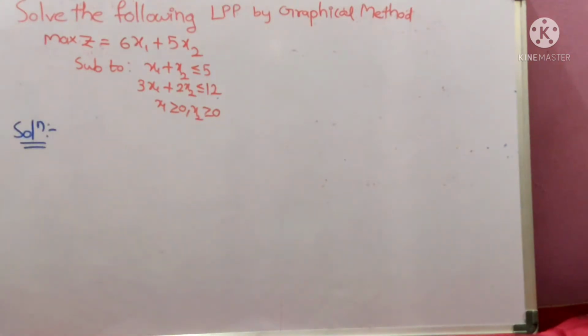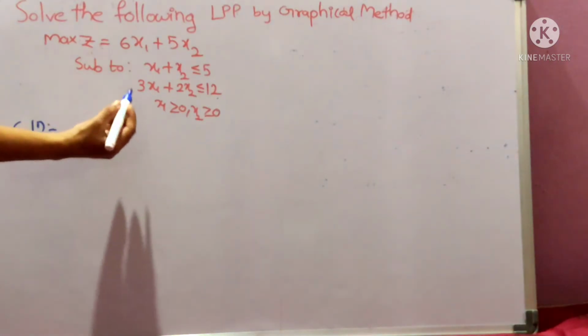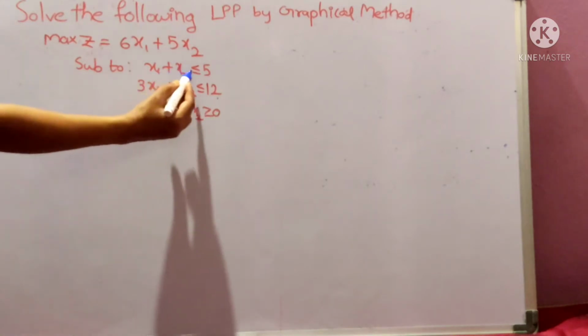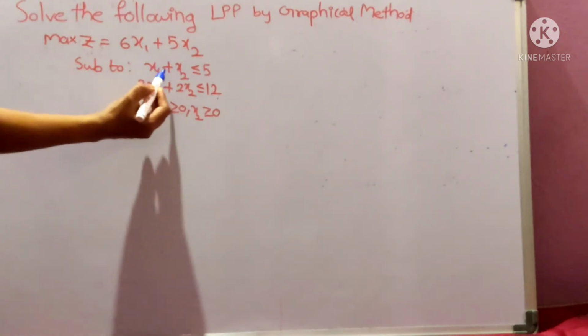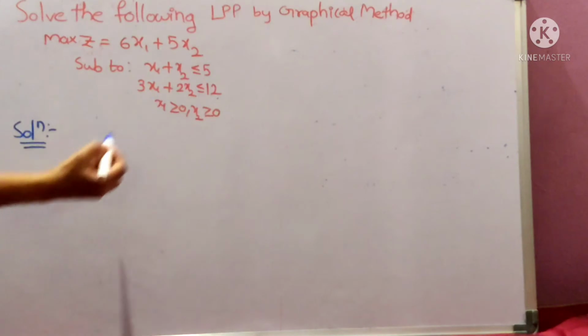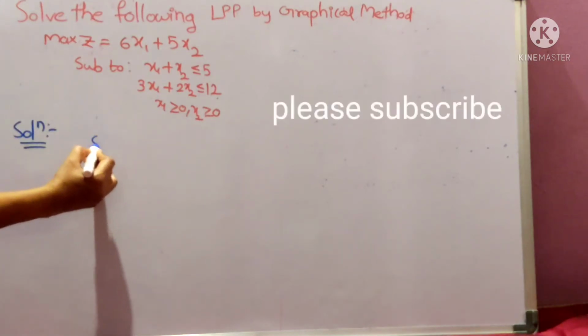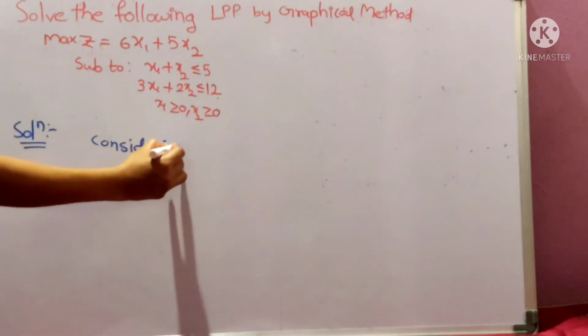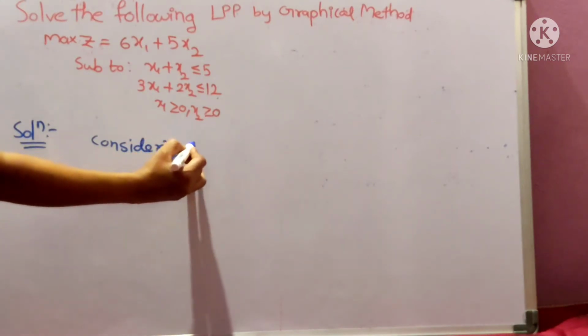First, max z is called the objective function. Subjected to x1 plus x2 less than or equal to 5 and 3x1 plus 2x2 less than or equal to 12 are called constraints. Here in this question we have been given two constraints of less than or equal to type, and the below x1 greater than or equal to 0, x2 greater than or equal to 0 are called non-negative restrictions.